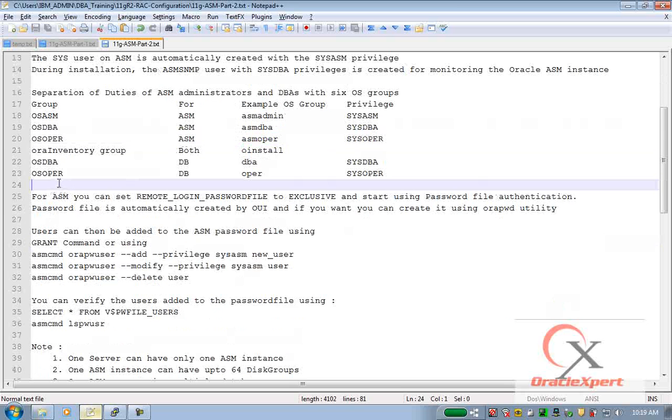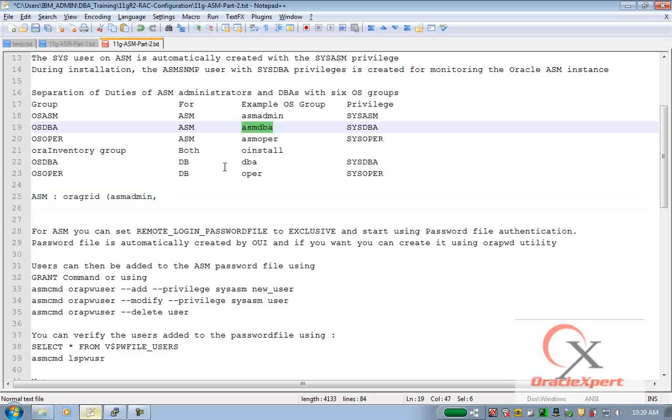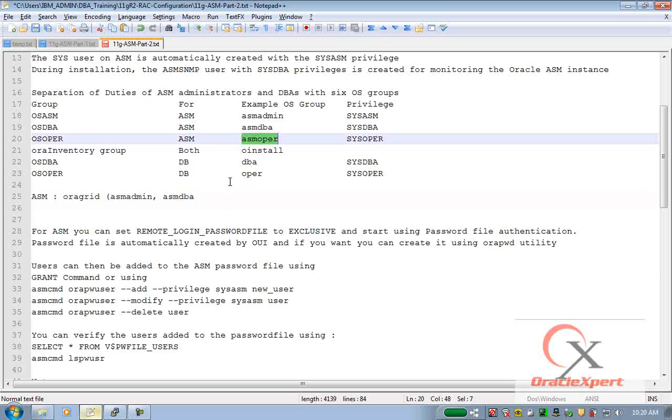In short, if you want ASM to be separately monitored, you can create a user, let's say oragrid, who is a member of ASMADMIN, ASMDBA and ASMOPER as his secondary group membership. For primary group membership, you can make him a member of the oinstall group.